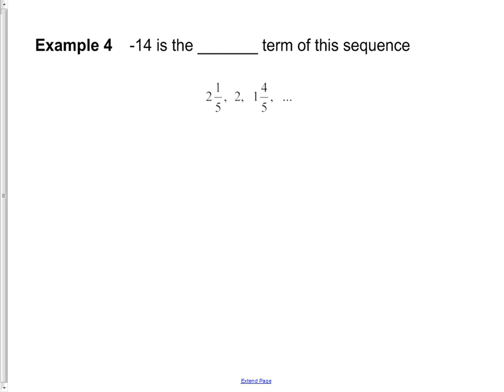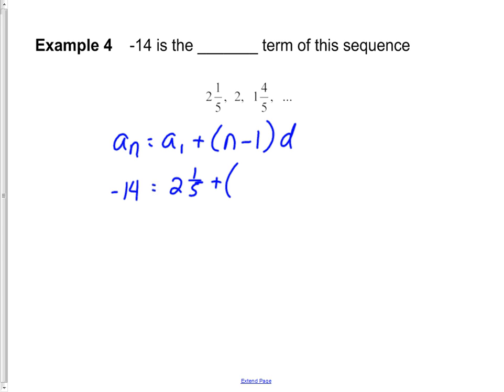This is a little bit different one. Negative 14 is the blank term of the sequence. So again, we're just using this formula. Let's start with a sub n equals a sub 1 plus n minus 1 times d. Negative 14 is the last term. The first term of the sequence is 2 1/5. We want to find out negative 14 is what term, so that'll be the n that I'm trying to find. And it looks like the d value, I'm subtracting 1/5 each time.